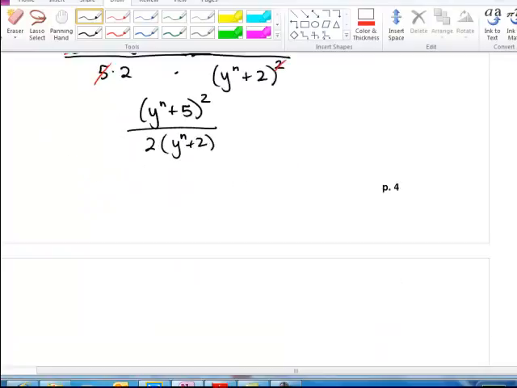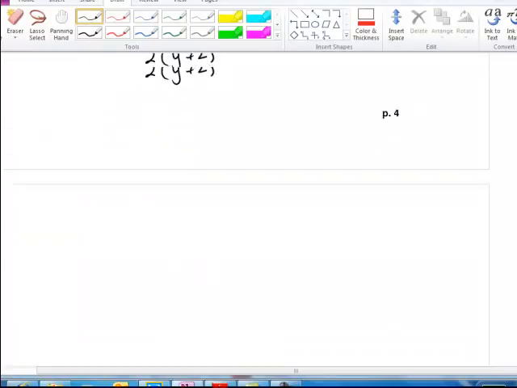I believe that's the last example. Oops, there's an extra page of those notes. Sorry about that.